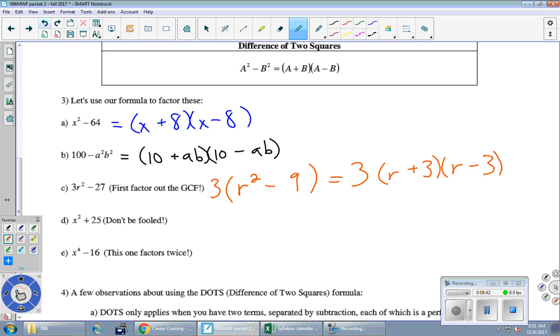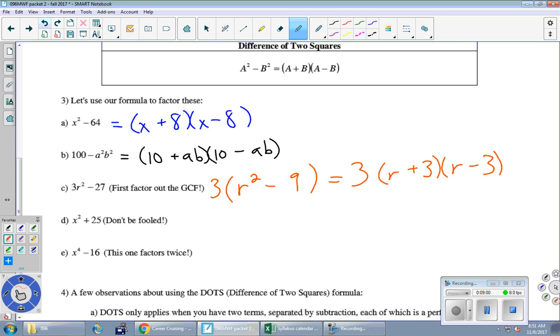Okay, let's take a look at part D. X squared plus 25. Is it two terms? Yes. Is it a difference? No. That's a sum. We're done. As soon as you get one no to any of these three questions, you're done. You cannot use the difference of squares formula.